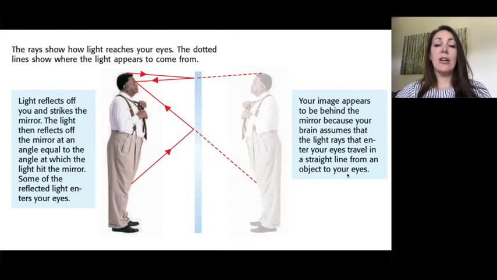And over here, your image appears to be behind the mirror because your brain is assuming that the light rays that enter your eyes travel in a straight line from an object to your eyes. So that's why we call it virtual. It's not a real image, a real you standing over here. It's virtual.